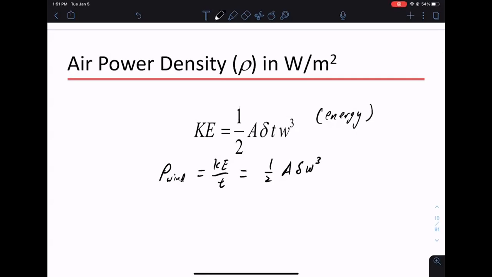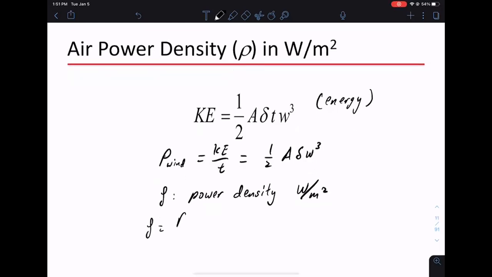If you look at this power, it has a factor of A inside of it. A is how big our turbine is, the circular area we trace out with the turbine. If we want to get rid of this A, then we have something called rho. Rho is the power density, which has a unit of watt per meter squared. So this rho is just the amount of power we have divided by the area over which we're capturing this power. This is half rho W cubed. The important thing to remember is this is proportional to the cube of the speed.